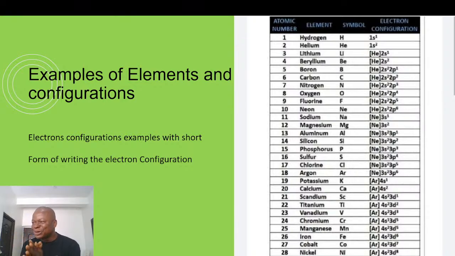Then let us go to argon. Take a look at argon. Argon, I said, has atomic number 18, with symbol Ar. Now, we get argon by neon bracket 3s2, 3p6. That is 10 plus 2 plus 6. That gives you 18.